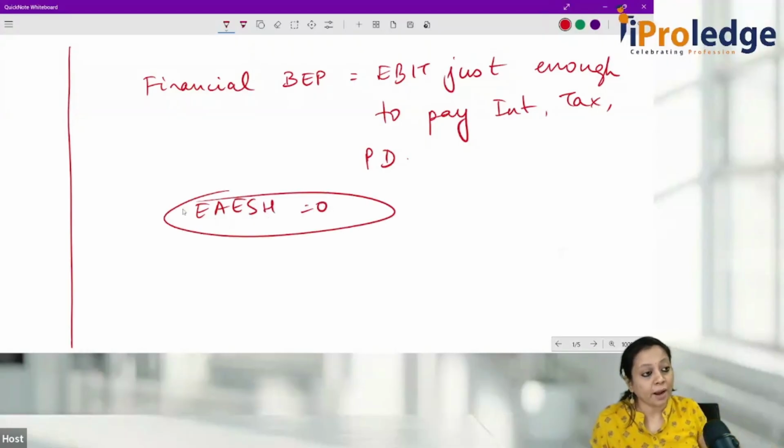But I have money for it, I didn't make a loss. I'm having money for interest, tax, and preference dividend. That is called financial break even. Correct? No? Why?